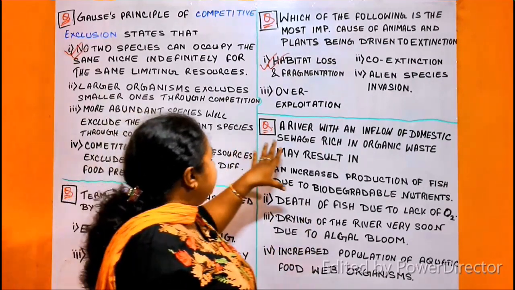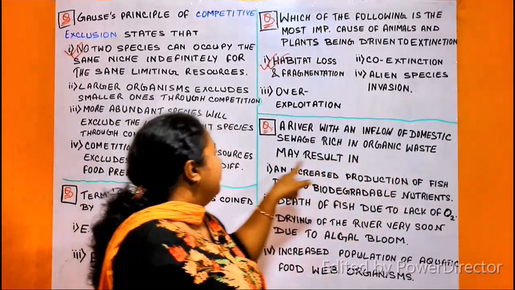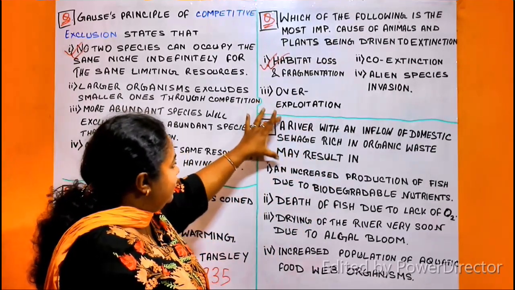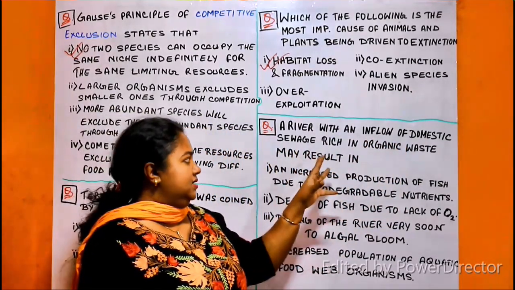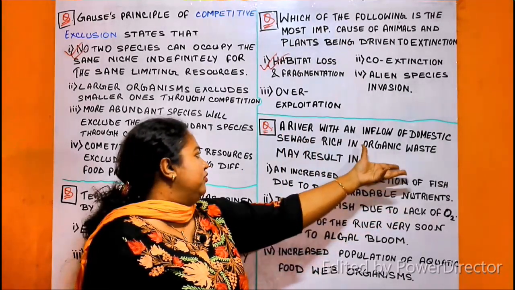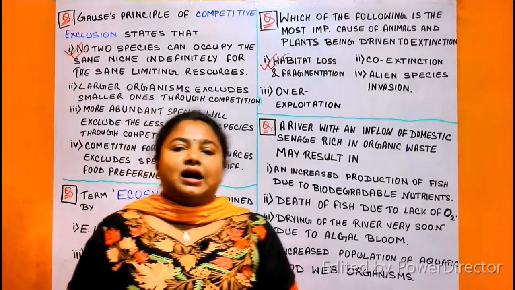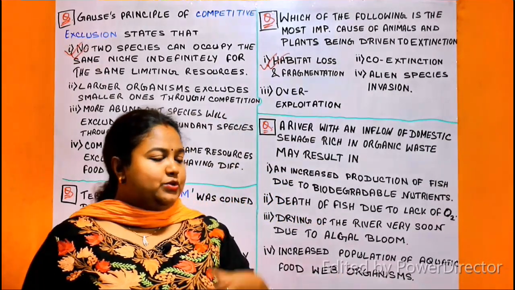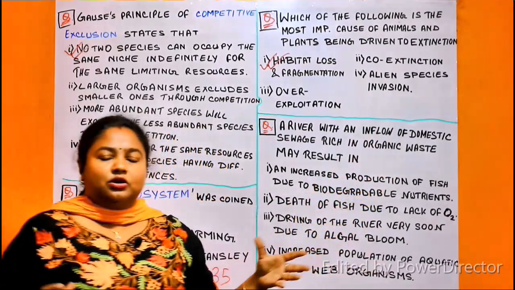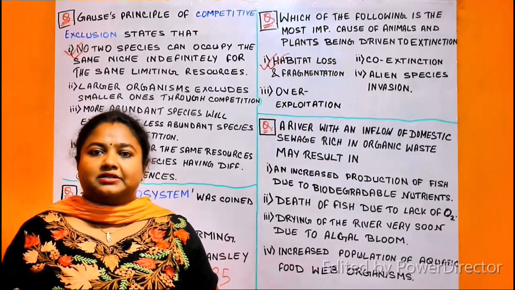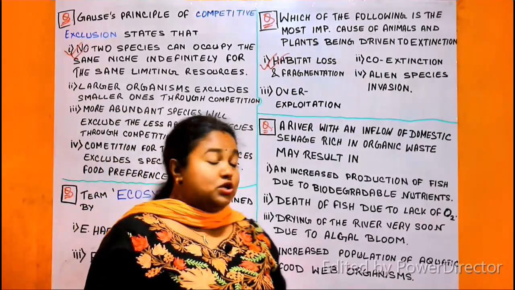Now the last one. A river with an inflow of domestic sewage rich in organic waste may result in. So a river, I can see here, this is a highly polluted river, inflow of domestic sewage is there. So much nutrient and organic waste is added to the river. What will happen? First of all, there will be a huge growth of microorganisms which will grow on these nutrients and this organic waste. So due to the sudden increase in microorganisms, the oxygen dissolved in the water will get depleted. So what will be the answer?